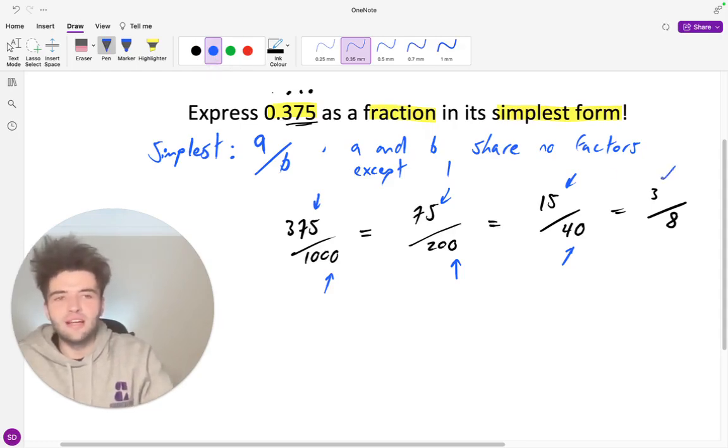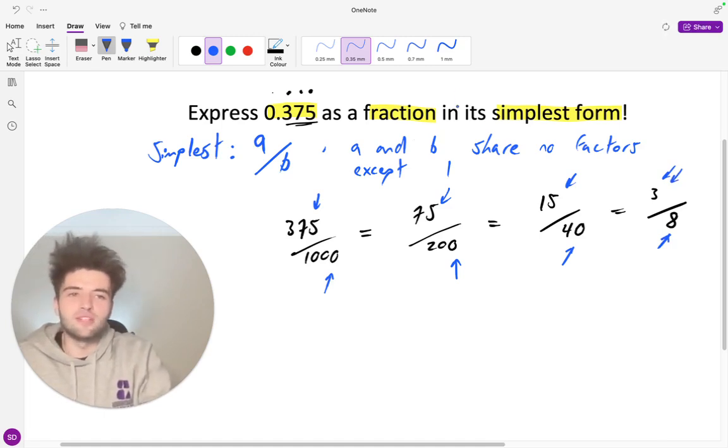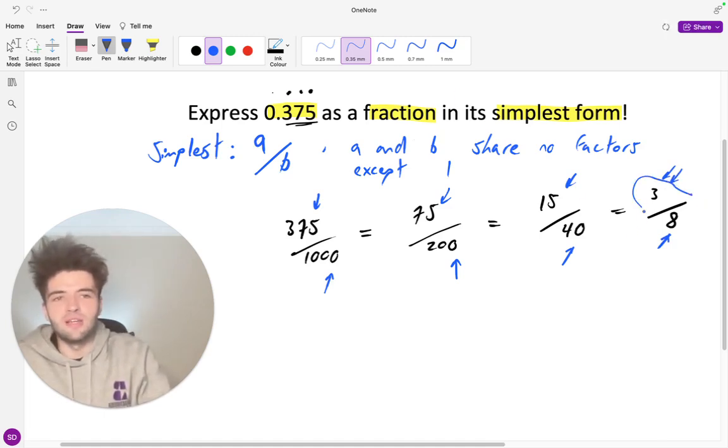So this is going to be our final fraction because we know that basically 3 and 8 share no factors, mainly because 3 is a prime number, so we can see that straight away. So 3 over 8 is going to be our simplest form for this fraction, and so that's going to be it for this question.